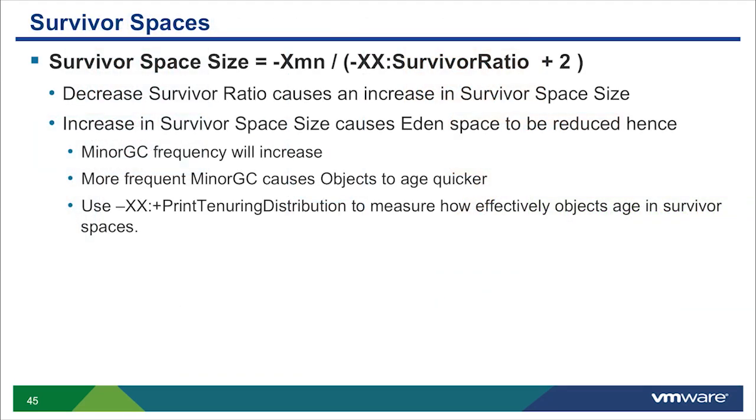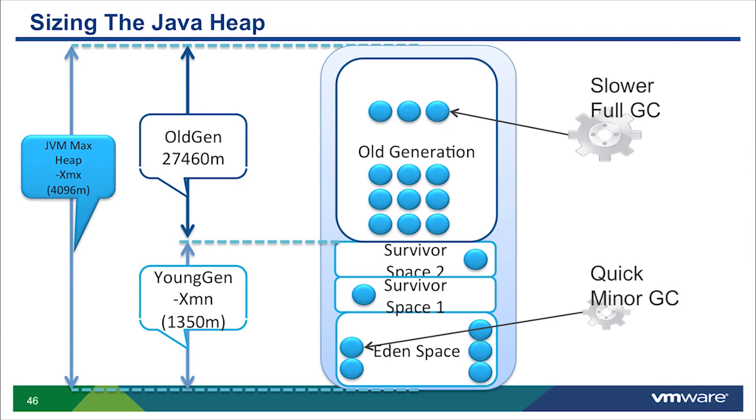And then survivor spaces. Now, survivor spaces are sized by the young generation over the survivor ratio plus 2. Typically, anywhere between 6 to 8 as a survivor ratio is good enough, right? And survivor spaces are basically still inside the young generation space.